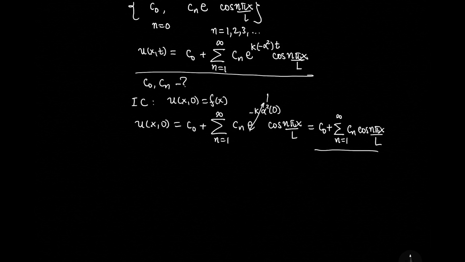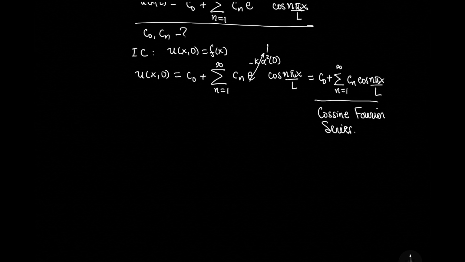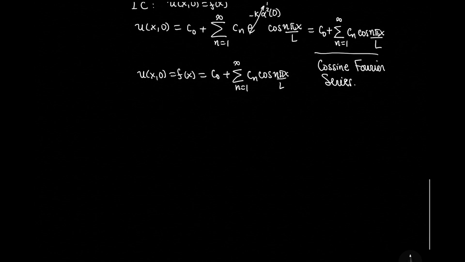This is just a cosine Fourier series. So you just need to find Cn. As you remember, u(x,0) was given as f(x). That means f(x) is also equal to the one I got, Cn cos of n pi x over L, like that.